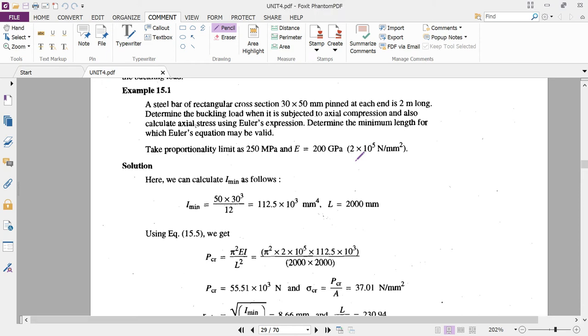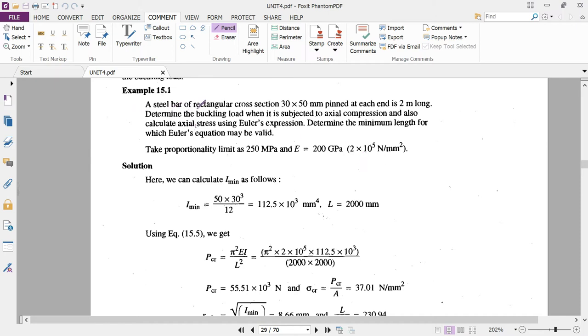Today we will start with the numericals based on the Euler and the Rankine equations, which we have already covered in our last theory class. So let us concentrate on this particular numerical.